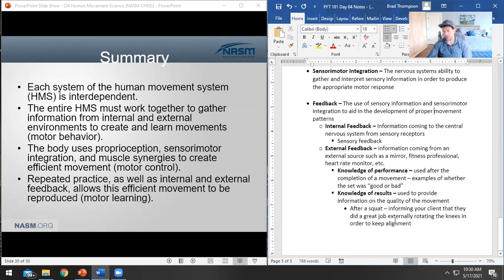That's why we have to spend so much time understanding what effective human movement looks like. When we are looking at our clients and their posture, we need to understand how to adjust their posture to get them to be as athletic as possible.